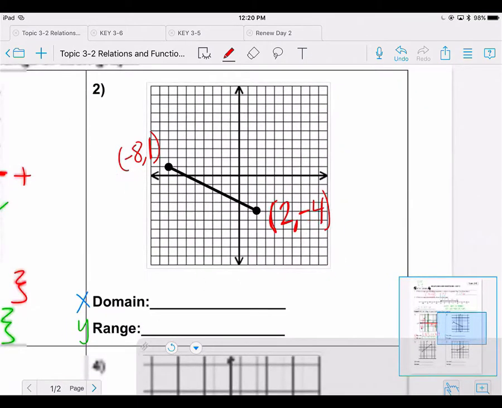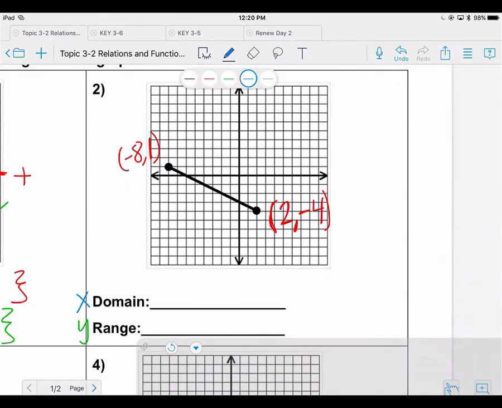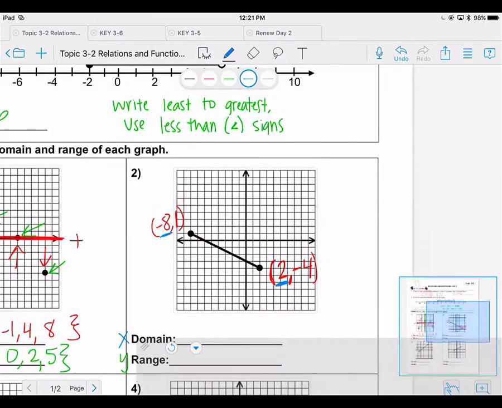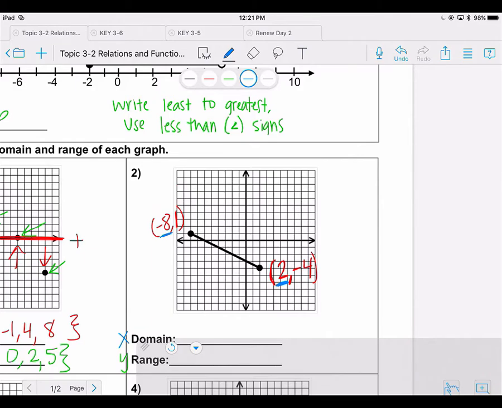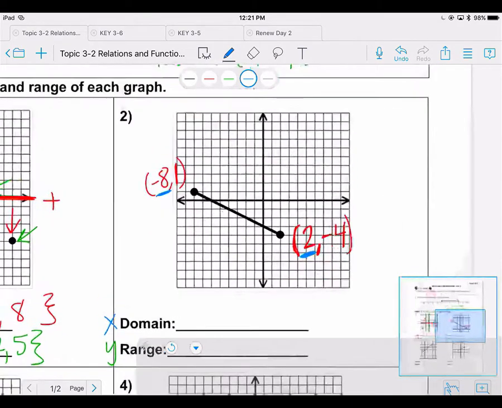So if I'm looking at my domain, remember domain deals with x values. Points are written x, y, so it's alphabetical. For my x's, I have a -8 and a +2. As I wrote up here, if we write least to greatest, then we can use less than signs.